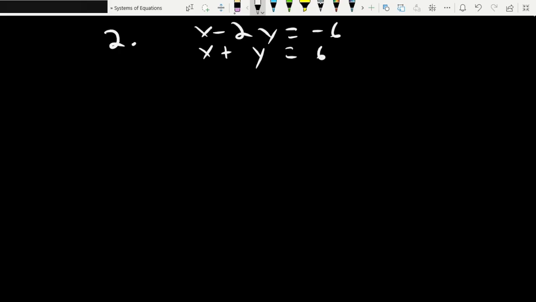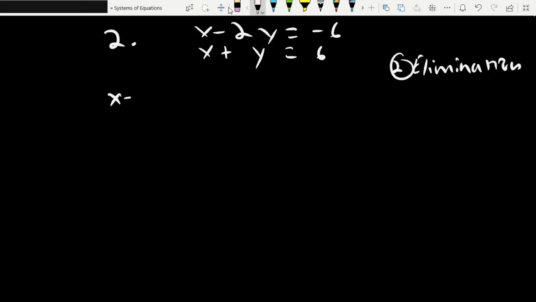Okay guys, so let's take a look at this second problem that we have. This problem is also in standard form, and in this one, we're going to be using the elimination method. Let me write this downwards here. This is going to be done by the elimination method. Okay, that's what we're going to do in this problem. So how do we do this?